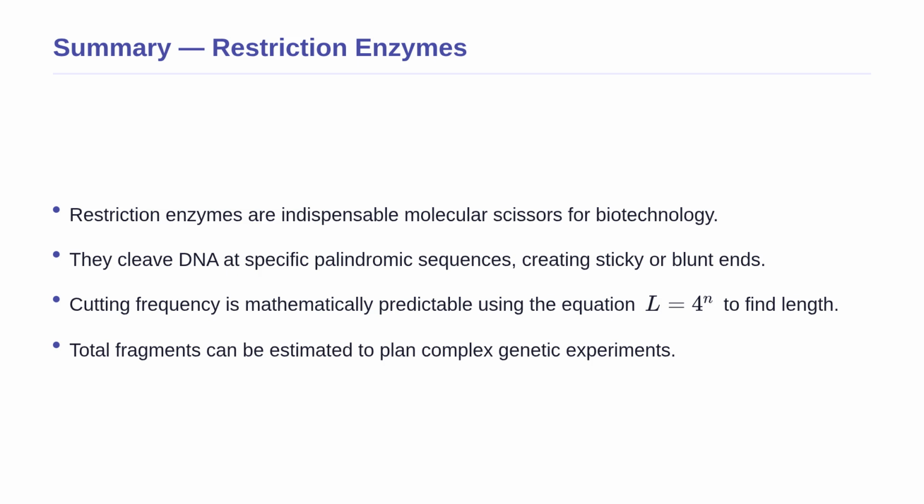Finally, we learned that the cutting frequency of these enzymes is not random. It is mathematically predictable. By understanding the math behind their cutting frequency, researchers can choose the perfect enzyme for their specific experimental needs. You have now mastered the very first step toward understanding how we manipulate the genetic code to create life-saving medicines and genetically modified organisms.